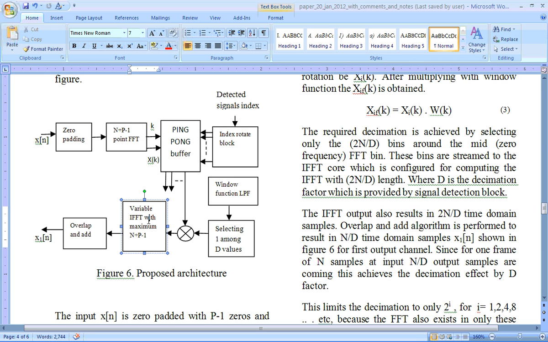Let me take an example so that it becomes easy. So n is equal to 1k, and we also take p equal to 1k plus 1. 2n is the FFT size and 2n is also the IFFT size. So 2n is what? 2048. So for the 2048 IFFT that I have shown, the variable IFFT doesn't mean I will always keep 2048. I can do 2048, I can do 1024, I can do 512, 256, 128, 64, 32. I can do any one of these; at runtime I can pass it.